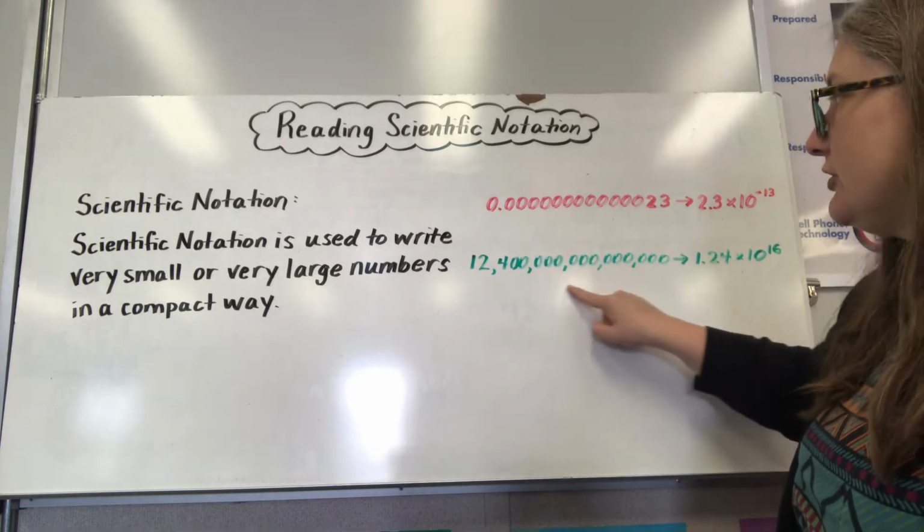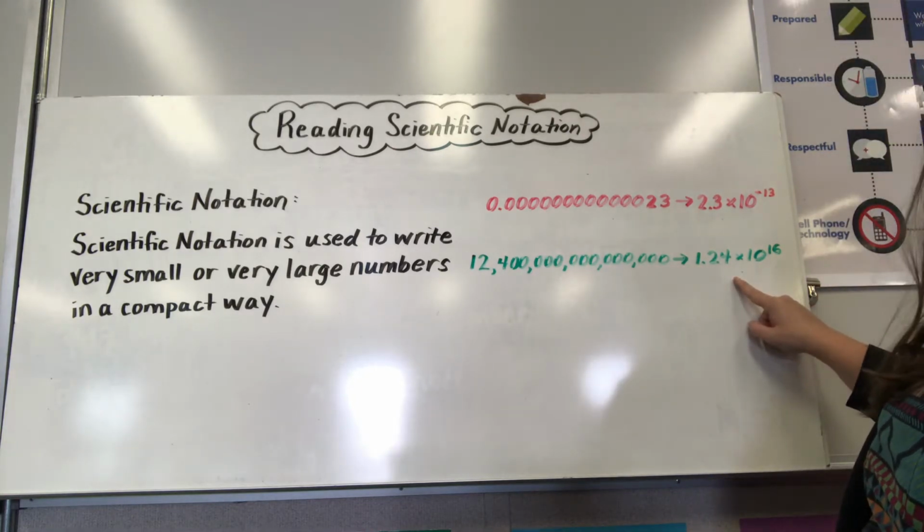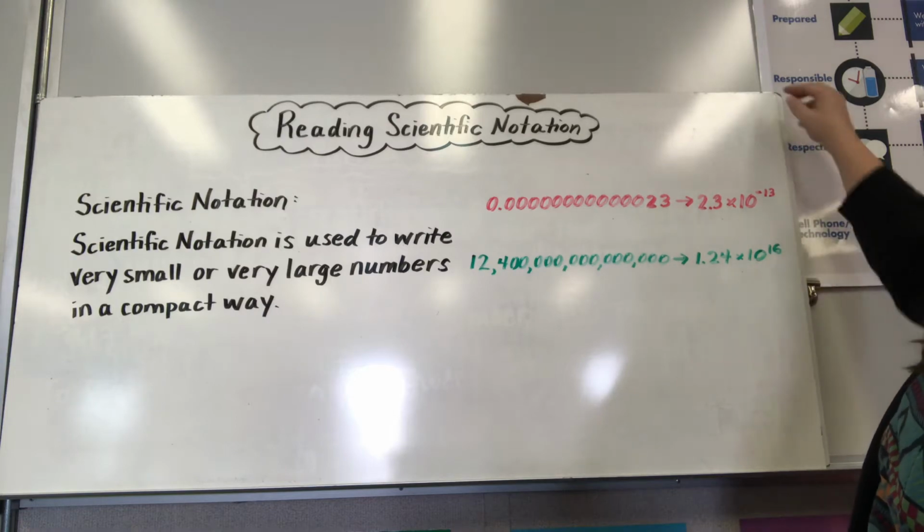Here we have a very large number, lots of zeros again. This can be written as 1.24 times 10 to the 16th.